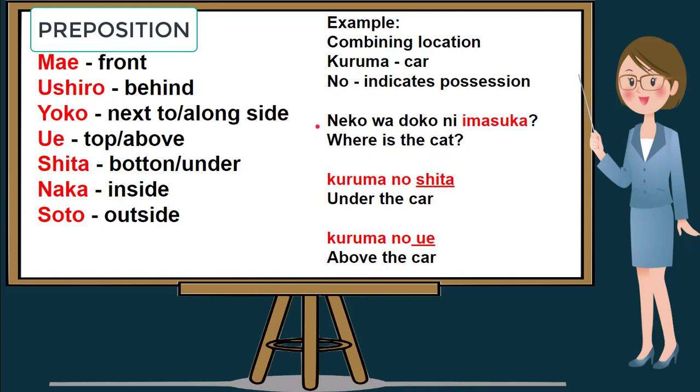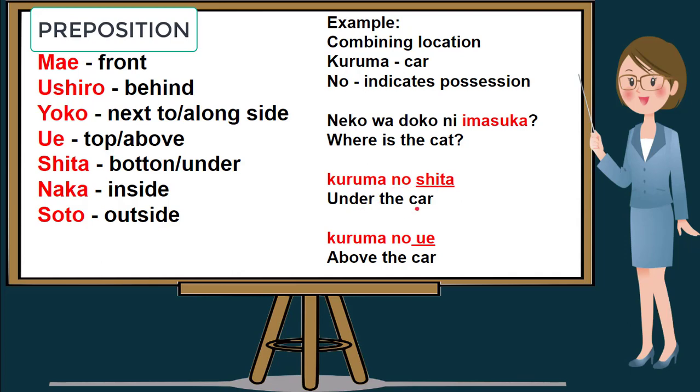Let's try to answer this first statement, neko wa doko ni imasu ka, in another Nihongo sentence. This time, we will be using kuruma, which means car, and no, which indicates possession, and a preposition, shita, which means bottom or under. The answer to this question, where is the cat, or neko wa doko ni imasu ka, will be under the car. If we try to translate under the car in Nihongo, it will be kuruma no, or car, and shita, which means under. Kuruma no shita means under the car.